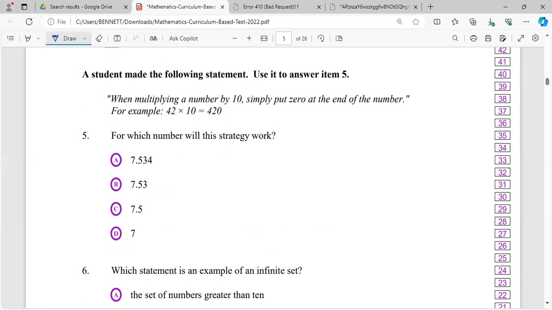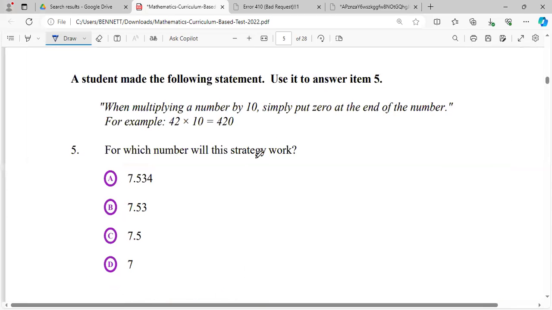Okay. A student made the following statement. Use it to answer item 5. When multiplying a number by 10, simply put 0 at the end of the number. For example, 42 times 10 equals 420. For which number will this strategy work? So A could not be the answer. Why? B, why couldn't it be? I'm just curious.